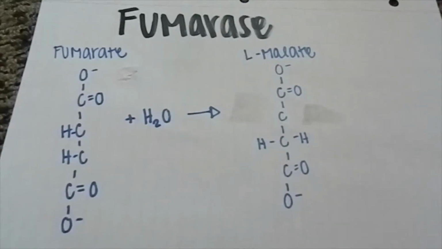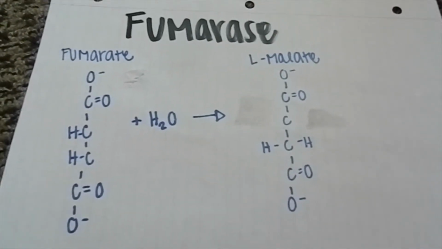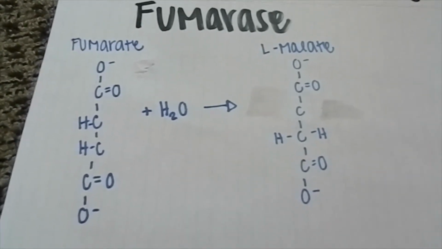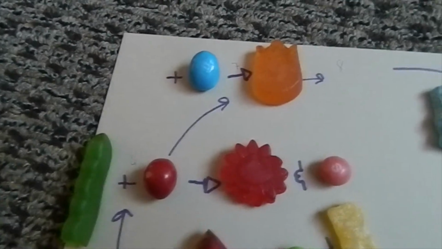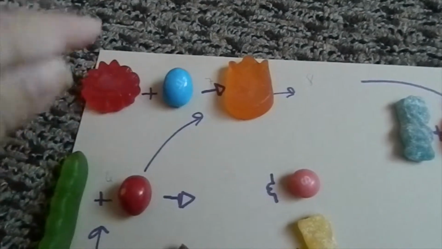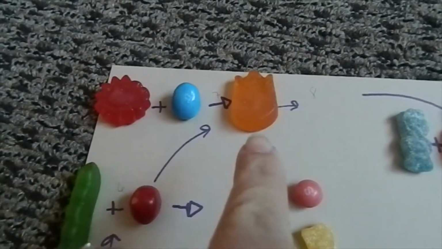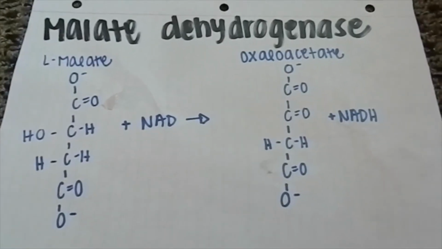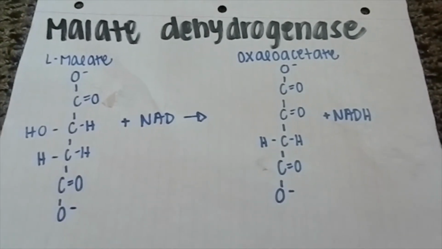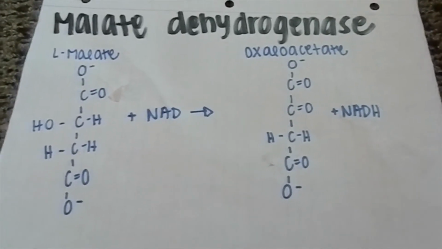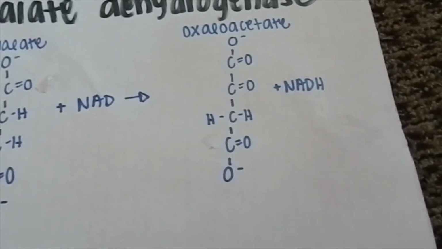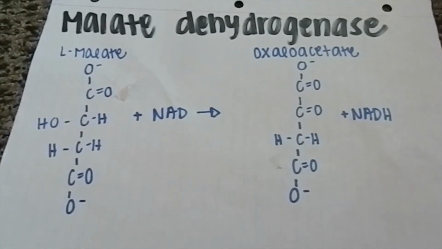Fumarase then catalyzes the addition of a water molecule, yielding L-malate from the combination of fumarate and a water molecule. So now in the model, we will be taking this fumarate molecule that was produced in the last reaction, and combine this with a water molecule to yield L-malate. In the last reaction of the citric acid cycle, oxaloacetate is regenerated by the oxidization of L-malate with the help of an NAD molecule. The NAD molecule is then reduced to NADH once again, and the cycle starts all over again.